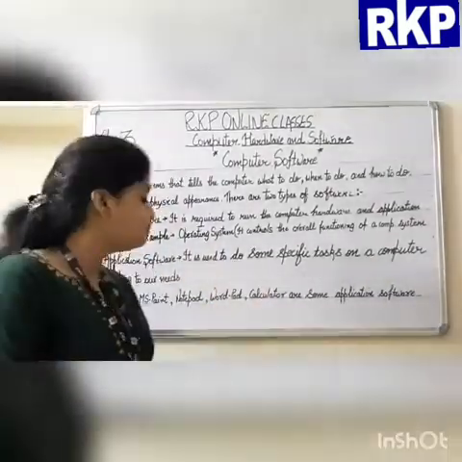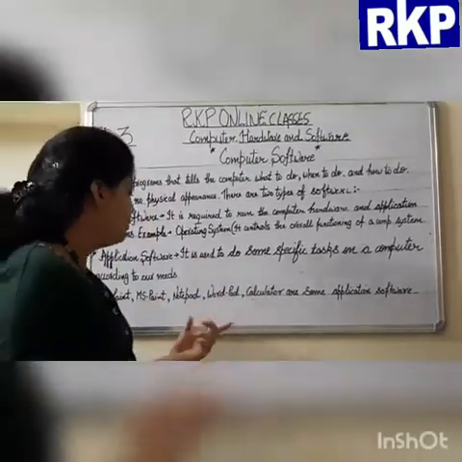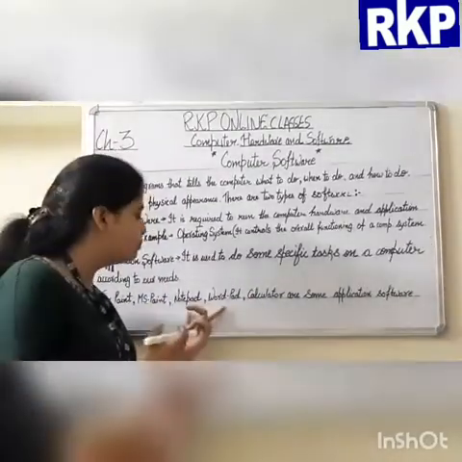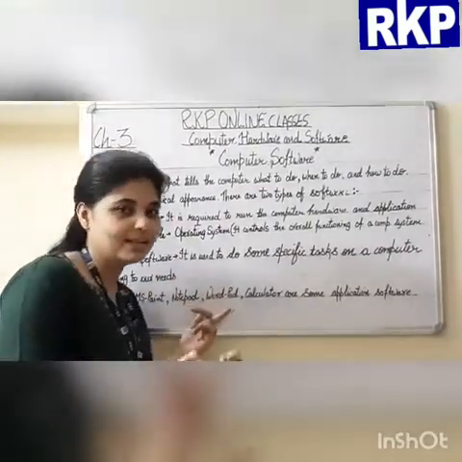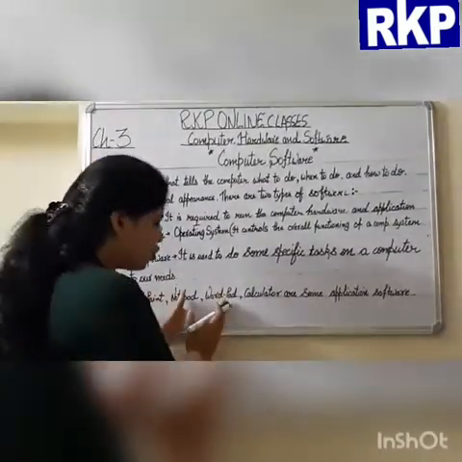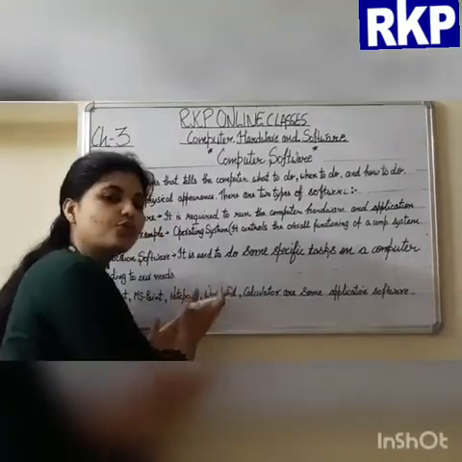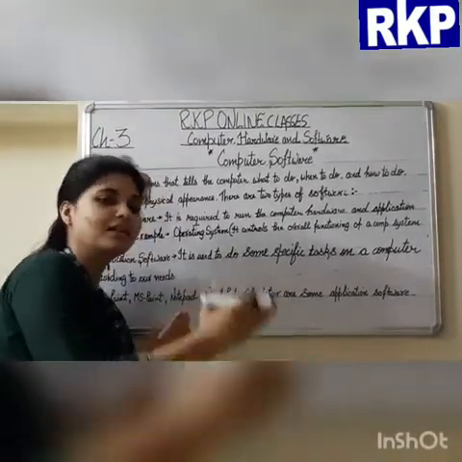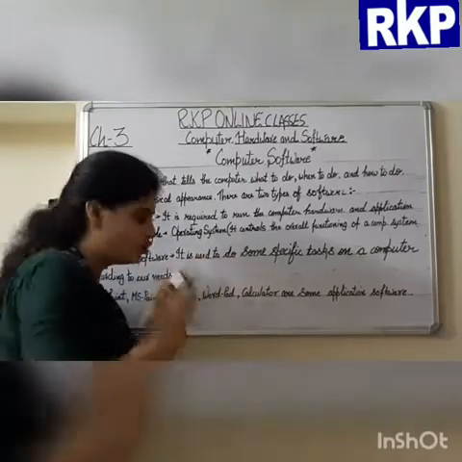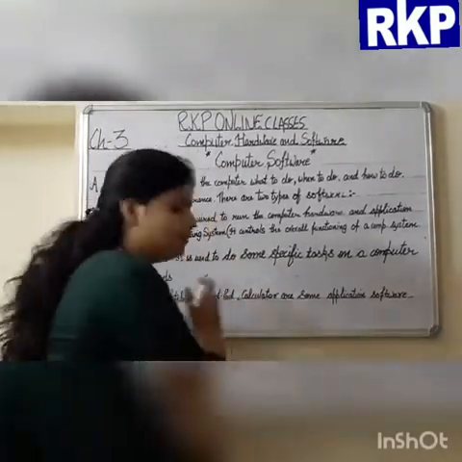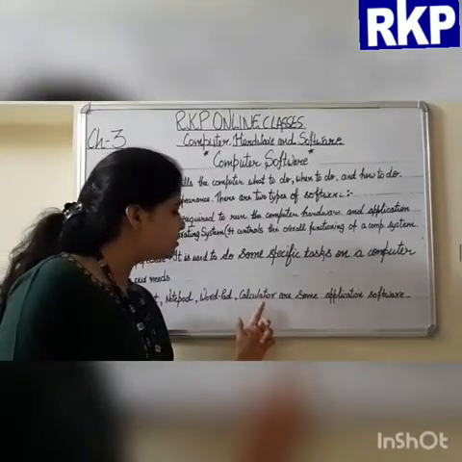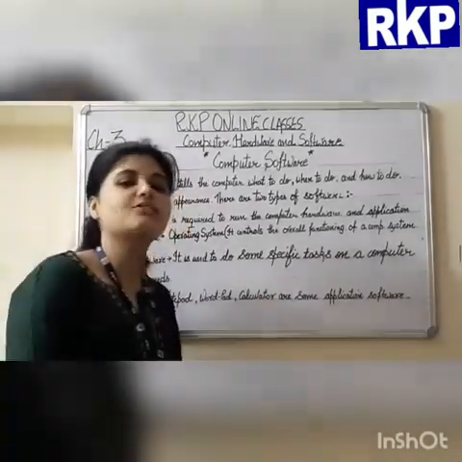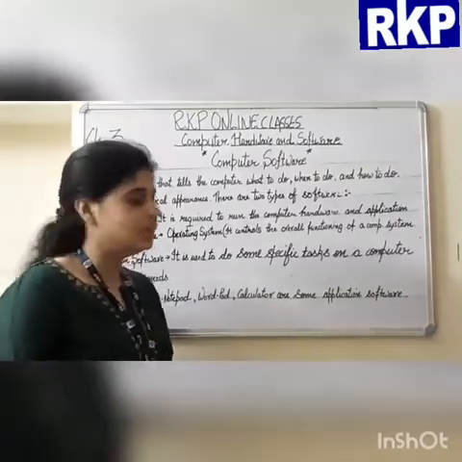Next is Notepad and WordPad. Both are application software, and they are used to write letters and stories. These applications are also used for doing specific tasks, that is writing letters and stories. Next is calculator. Why do we use a calculator? For doing calculations. So this calculator application is also used for doing a specific task, that is performing calculations.